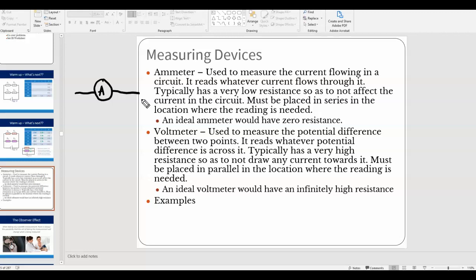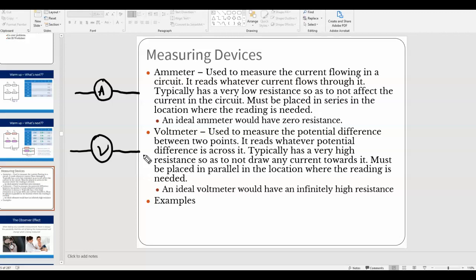Of course, in real life, typically they do have some finite resistance, but ideally you would want that to be zero. Now, a voltmeter is used to measure the voltage between two points. It reads whatever potential difference is across it, meaning that you always want a voltmeter to be parallel with whatever you're trying to measure. Because if it's parallel to what you're trying to measure the voltage on, then whatever is on the voltmeter is going to be what you're trying to measure.